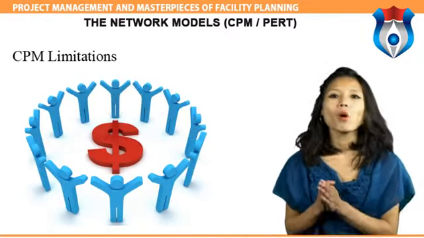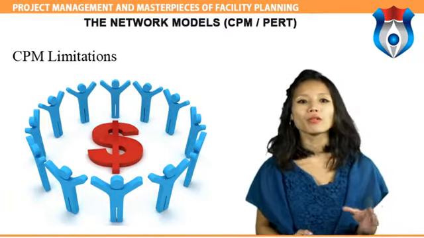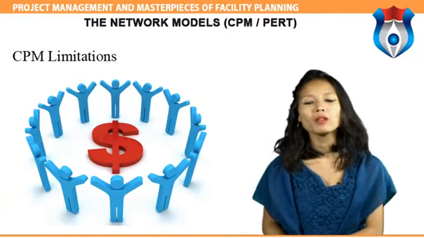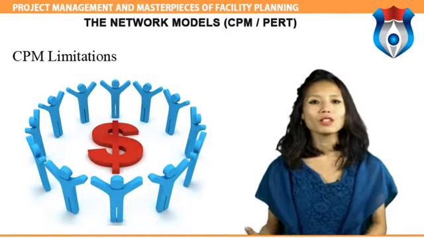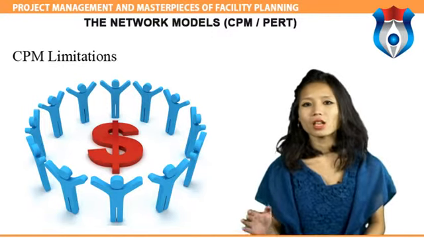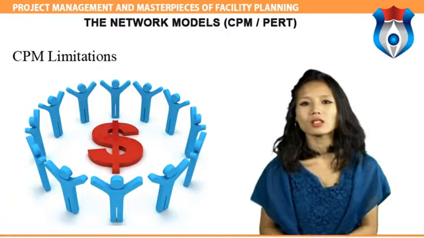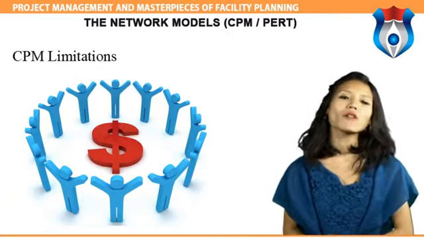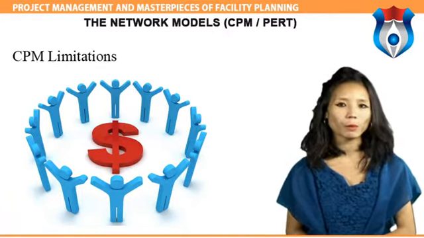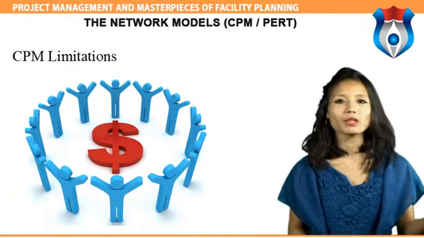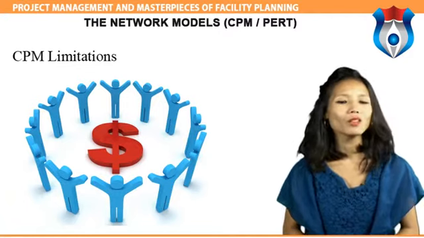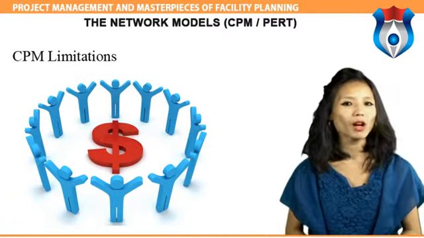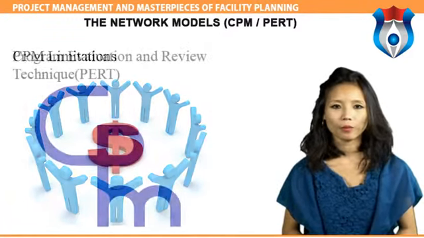CPM limitation. The CPM was developed for complex but fairly routine projects with minimal uncertainty in the project completion times. For less routine projects, there is more uncertainty in the completion times, and this uncertainty limits the usefulness of the deterministic CPM model. An alternative to CPM is the PERT project planning model, which allows a range of durations to be specified for each activity.